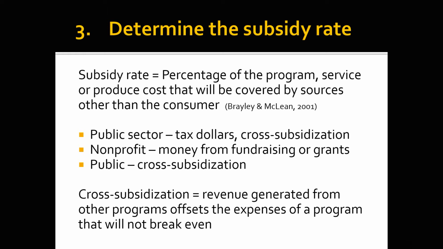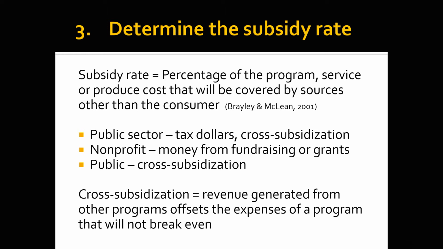So next we need to determine the subsidy rate. So the subsidy rate is the percentage of the program, service, or product cost that would be covered by sources other than the customer. So things might be subsidized. In the public sector, the tax dollars might subsidize or cross-subsidization. For example, you might make money on, for example, private swimming lessons, and that is then helping to subsidize, for example, maybe your learn to swim programs where you're maybe not even covering all your costs.